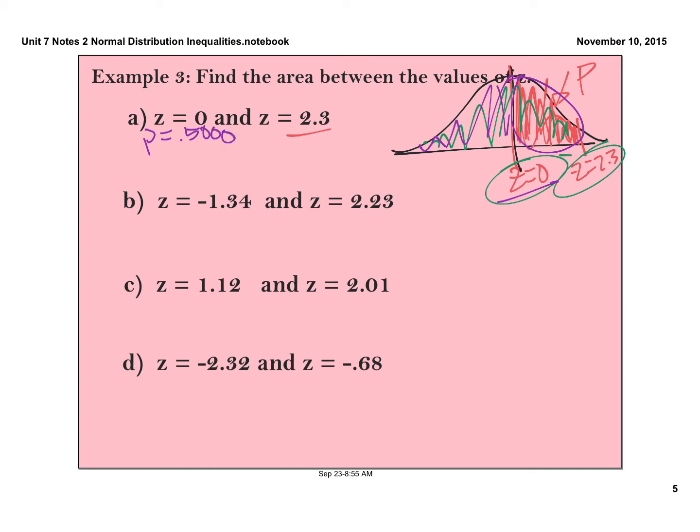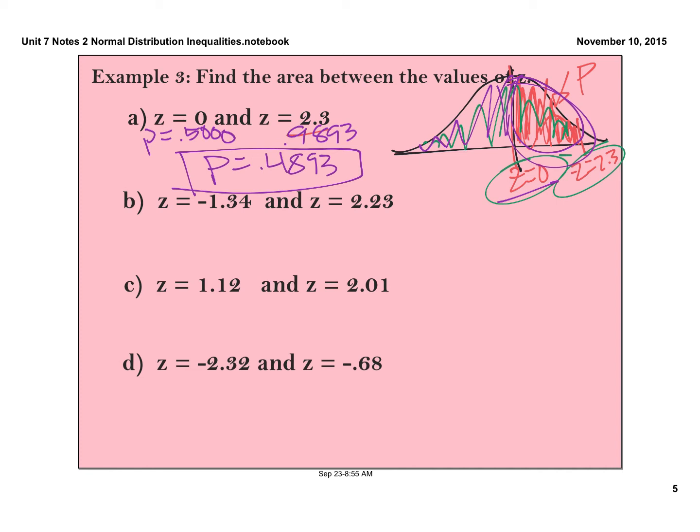So let's go to the 2.3. So 2.3 is going to give me 0.9893 there. And then I need to subtract those two. And I get P equaling 0.4893. So that's that red region that's in the middle.